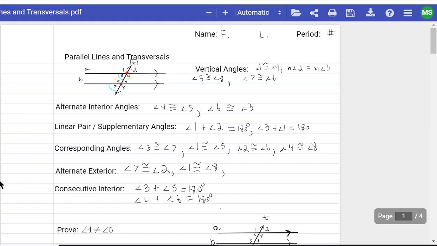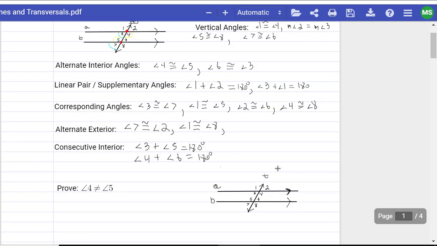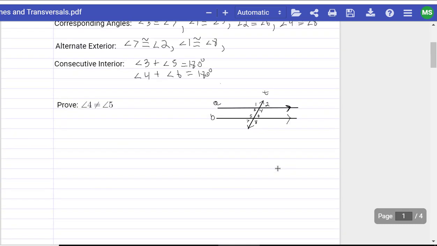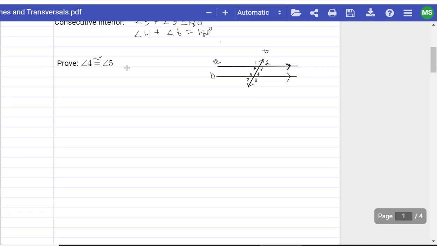But let's go on. So they want us to prove, let's do this first one. They want us to prove angle 4. Oh no, I put the wrong thing. Let me erase that. Oops, let's pause and go back. Alright, there we go, I fixed it. And it looks kind of gross. But it says prove angle 4 is congruent to angle 5.